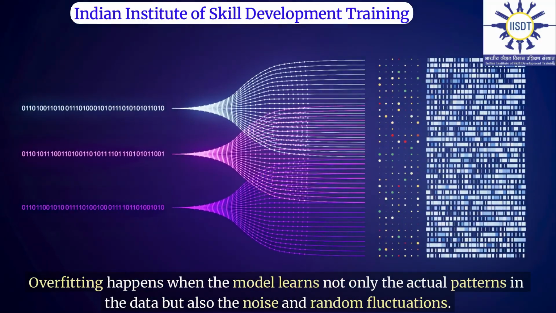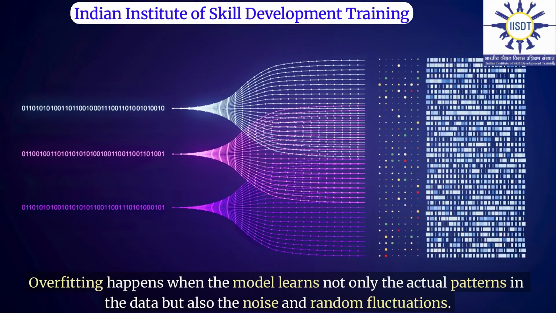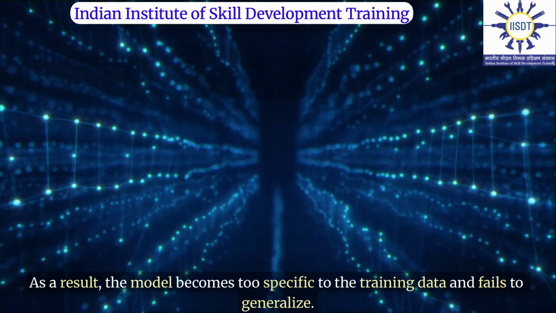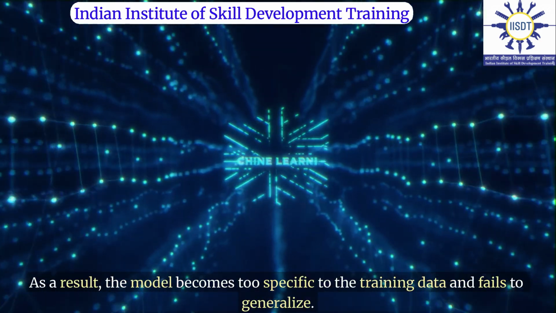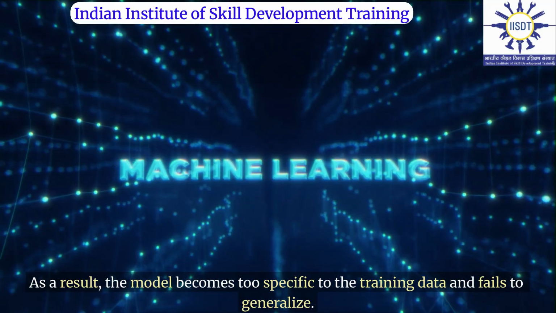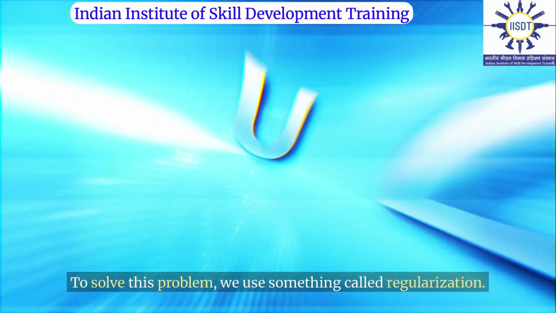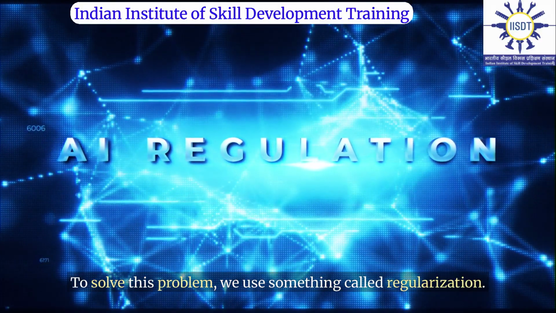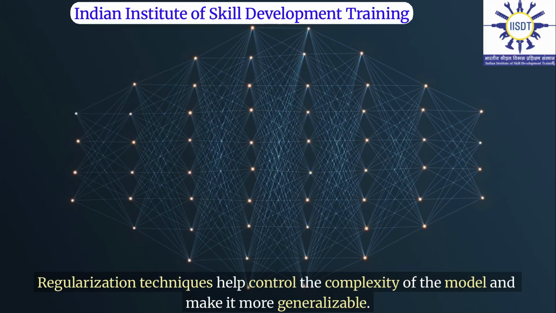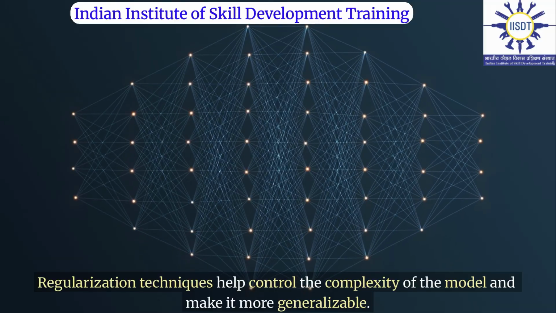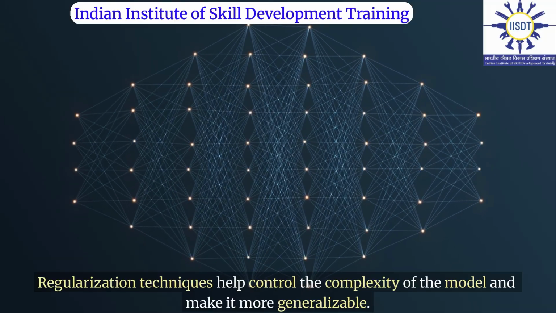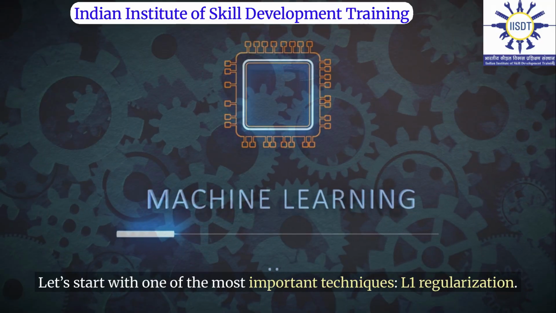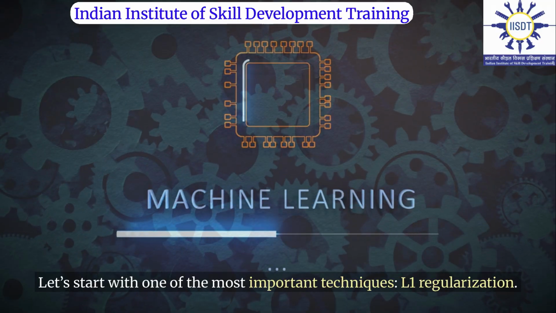Overfitting happens when the model learns not only the actual patterns in the data but also the noise and random fluctuations. As a result, the model becomes too specific to the training data and fails to generalize. To solve this problem, we use something called regularization. Regularization techniques help control the complexity of the model and make it more generalizable. Let's start with one of the most important techniques, L1 regularization.